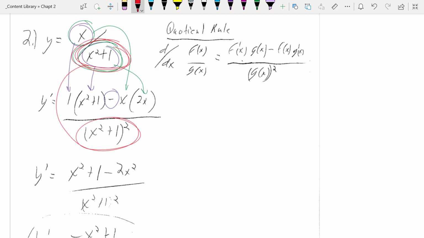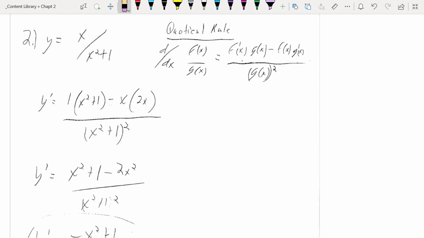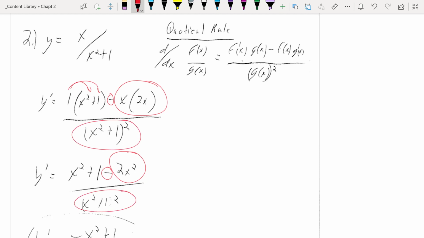Now we've got to simplify as far as we can algebraically. Simplifying this down, you're going to notice that I've got to distribute this 1 on through. And when I do that, I'm going to be left with x squared plus 1. Because on your test, it might be a number more than 1, like a 2 or a 3, so don't forget to distribute that on through. Now I've got x times 2x, and that's going to be 2x squared. And notice I still have my minus sign right here, and then I still have my x squared plus 1 all squared.